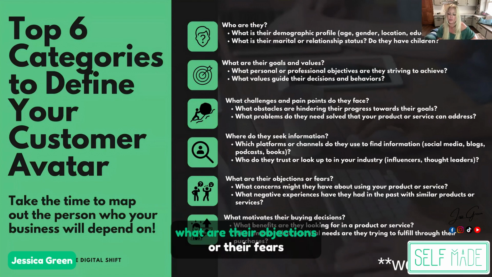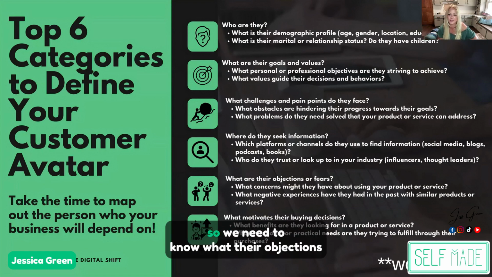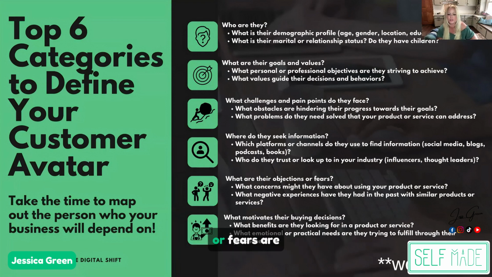What are their objections or their fears? Man, this is going to be real important when you're trying to solve a problem for them, because even though the solution sounds easy to you, it might be hard for them. So there might be this bridge you need to help them cross before they find it safe enough to actually take your solution. Okay, so we need to know what their objections or fears are.